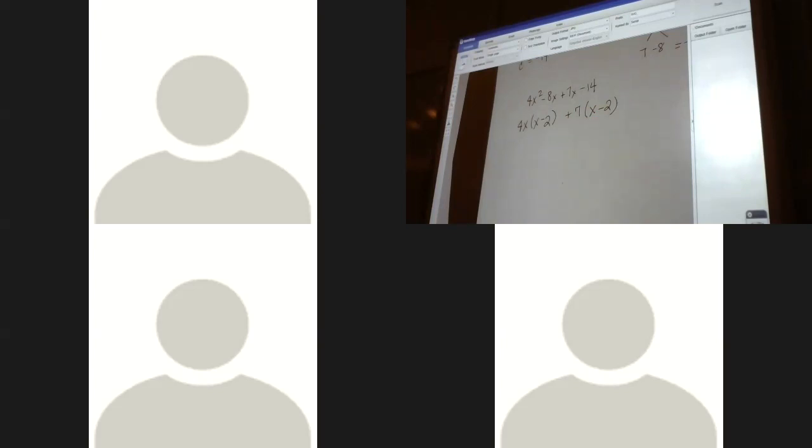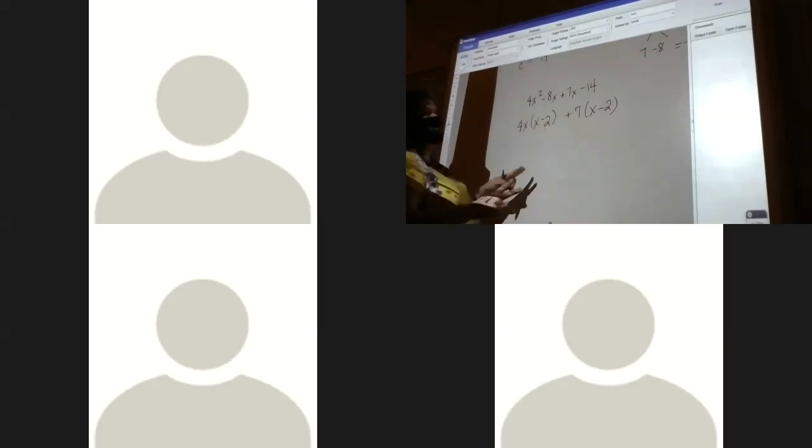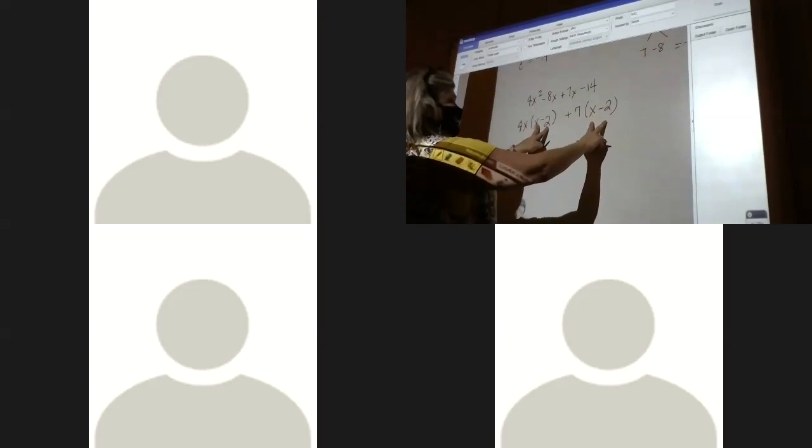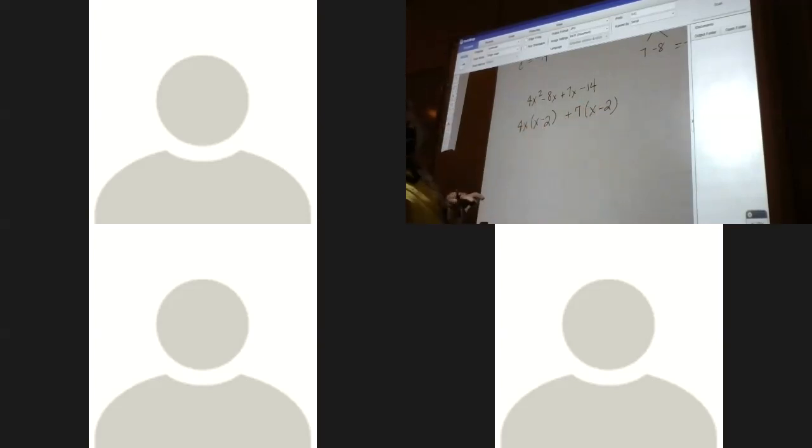Because you want these two to be the same. If these two are not the same, then grouping is not going to work. But I told you that this will work every time. You just have to manipulate it so that what's inside the parentheses of both sides is the same. So now what's the solution? 4x plus 7.